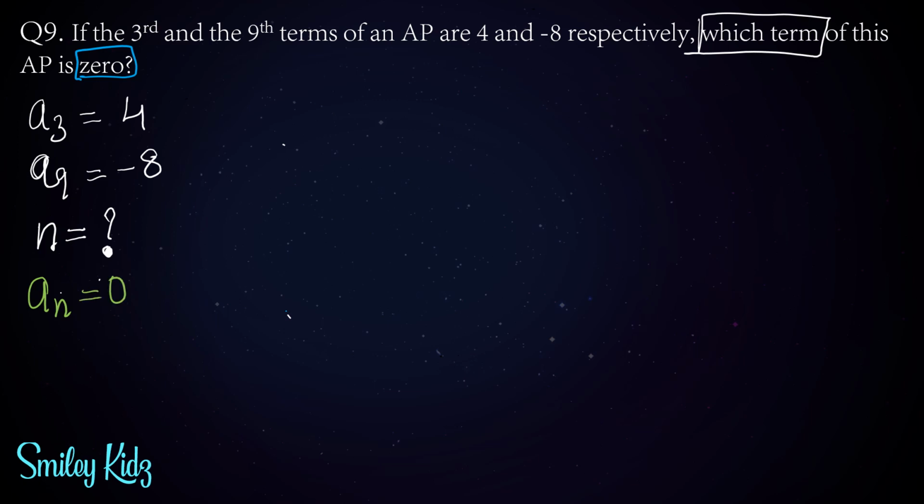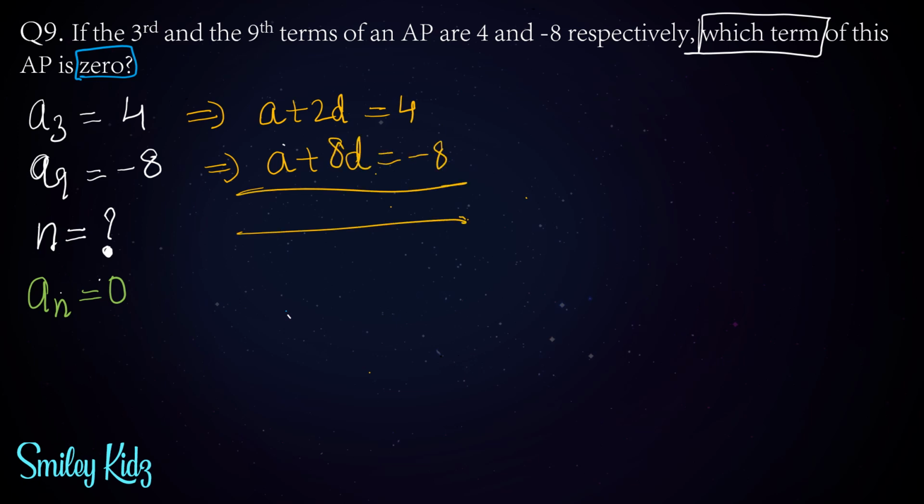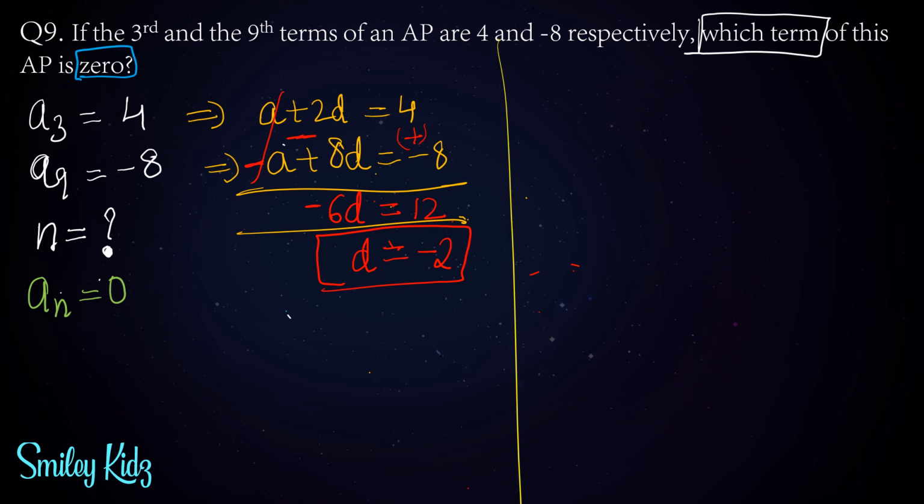Now, since we don't know the first term, since we don't know the common difference, first, let's find out them. So A3 is nothing but A plus 2D. A plus 2D is equal to 4. Then we have A plus 8D is equal to minus 8. Now let's solve them. I'm going to subtract. The signs are going to change. So here A and A get cancelled. That means A minus A is 0. So this is minus 6D is equal to 12. And D turns out to be minus 2. Isn't it? What is the value of D, everyone? It is minus 2.